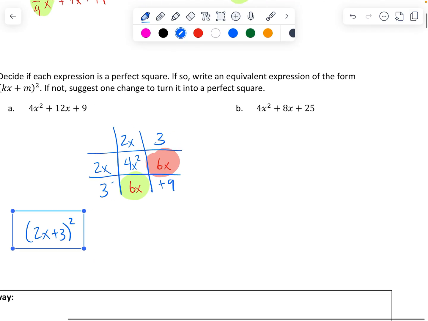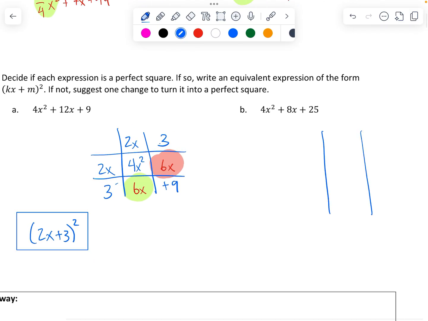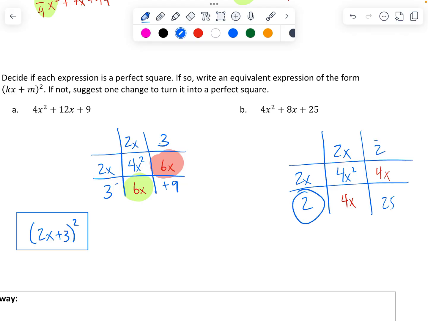All right, and then for the second one, let's do the same idea. So this is 4x squared. This is 25. That means that this has to be 4x, this has to be 4x, right? Because it has to add up to 8x. This is 2x, this is 2x. This number here will be 2, this will be 2. So now, do 2 and 2 multiply to 25? They do not.